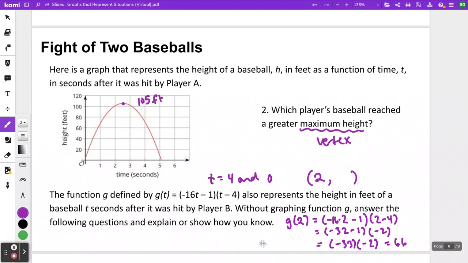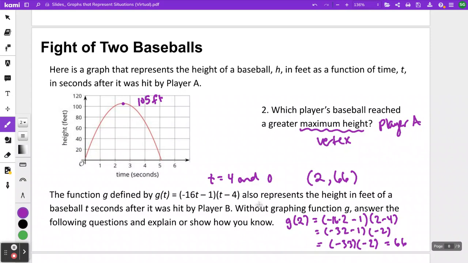So what we are learning is our second baseball, player 2's baseball, gets to its highest point at 2 seconds, and that highest point is 66 feet. We have enough information now to answer the question, which player's baseball reached a greater maximum height? That is going to be player A's. It got to a height of 105 feet, whereas player B's baseball only got to about 66 feet.